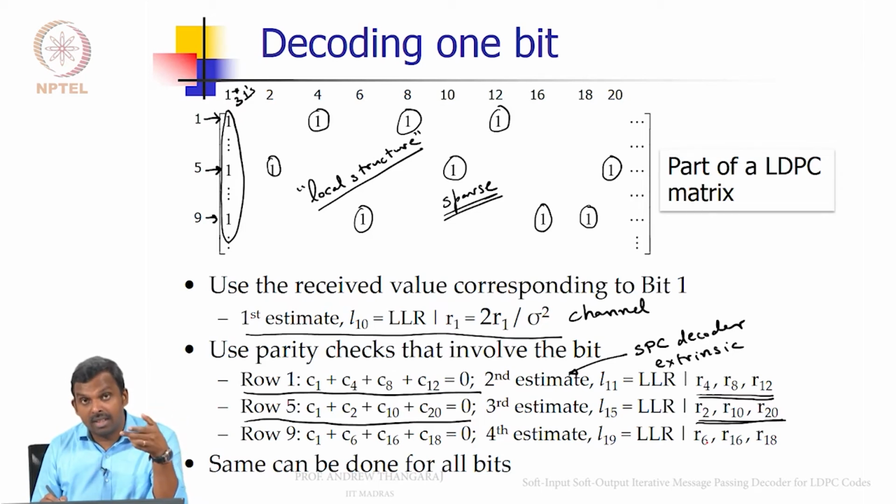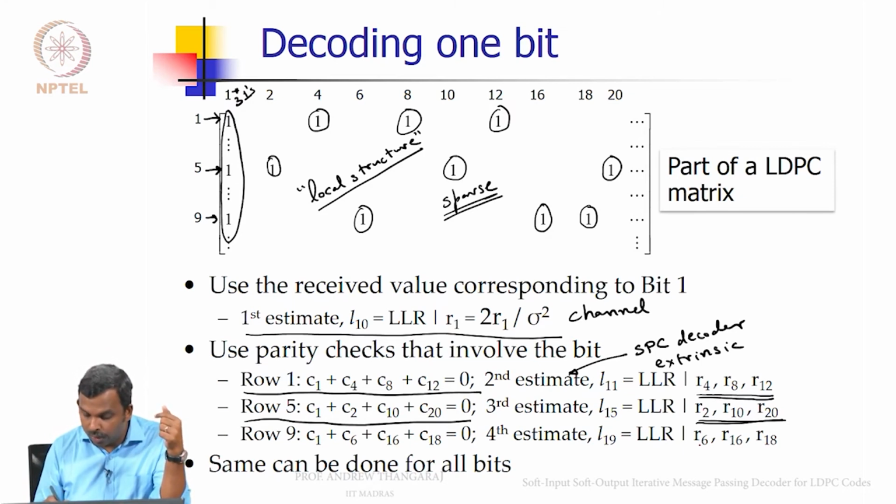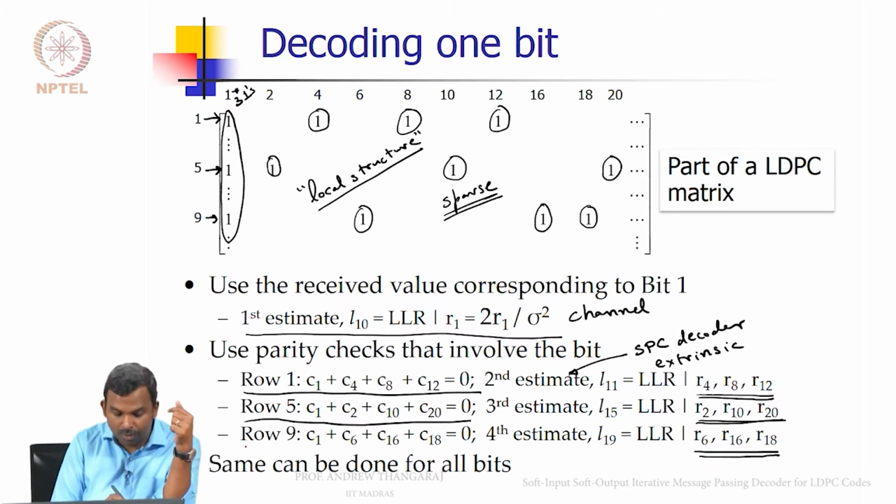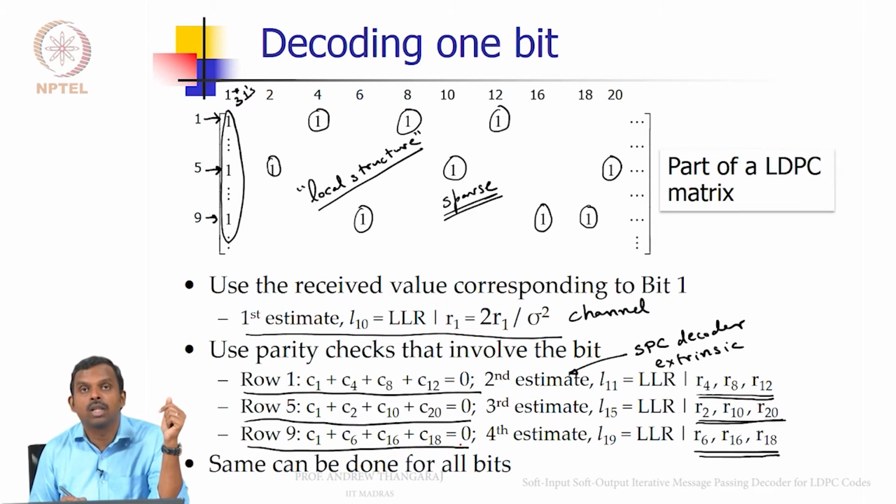That is again extrinsic, again uses a single parity check decoder, the same structure, but with different received values. Now you get another estimate, a third estimate. Likewise you can also form a fourth estimate, which comes from row 9, which is C1, C6, C16 and C18. So, the local structure has given you already 4 estimates.